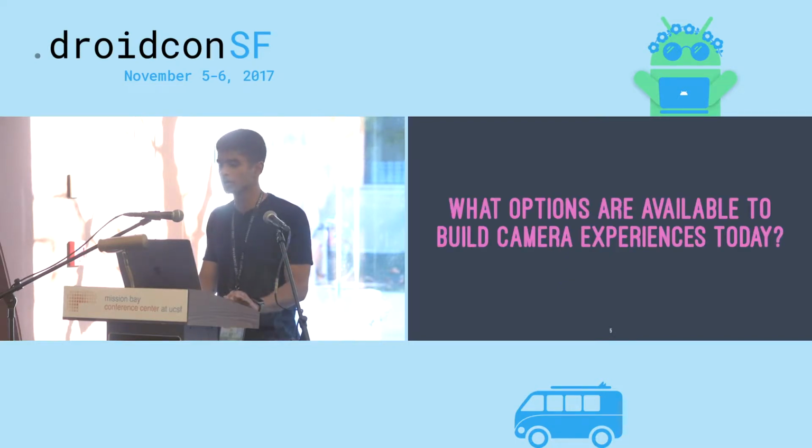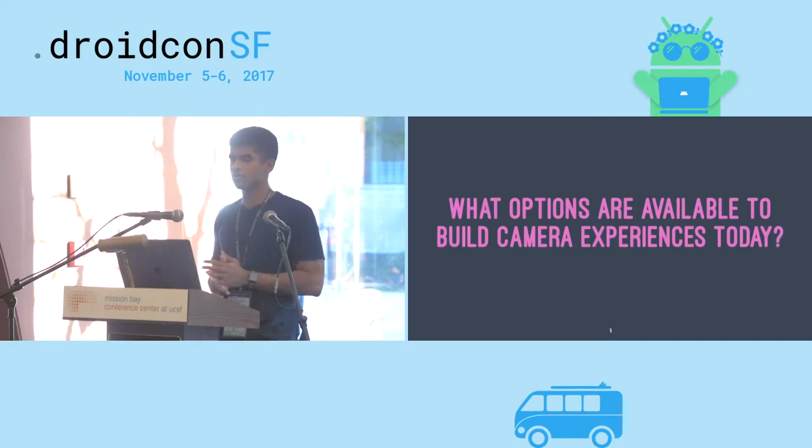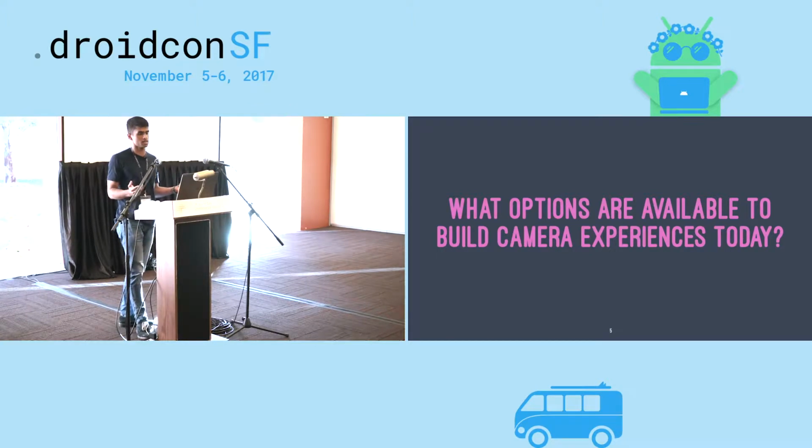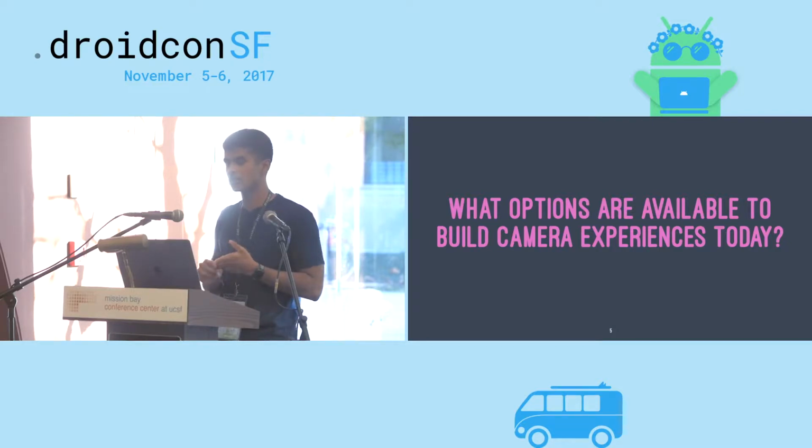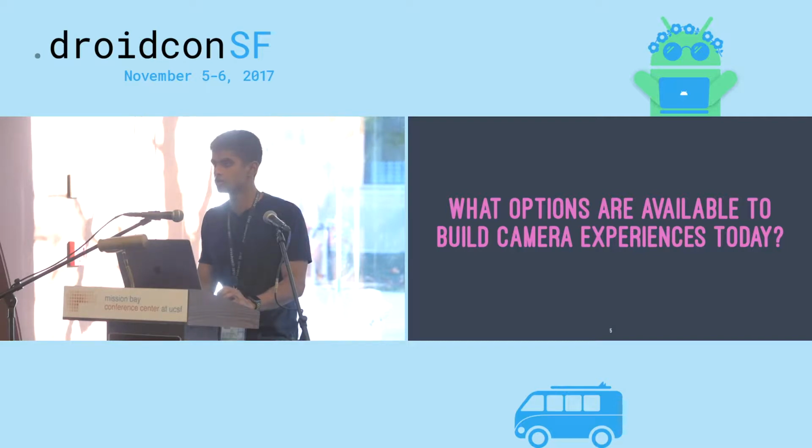So today, what are we going to talk about? What options are available to build camera experiences today? The basis of the talk, we're going to talk about different ways to implement camera experiences into your app today, the issues we might run into, pros and cons, and run through very quick code examples for each way. And then at the end, we'll cover raw image capture, face detection, and stuff like that.